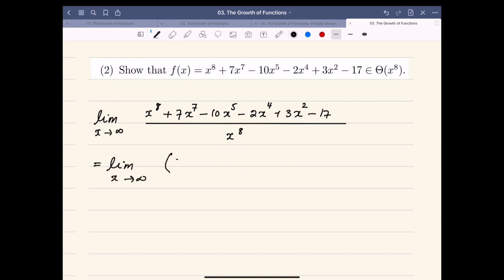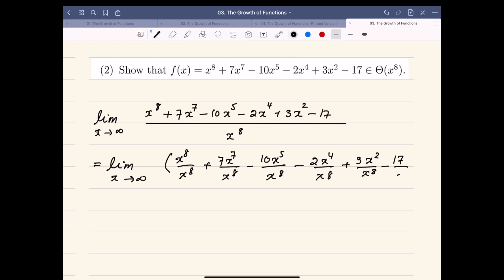We will have x8 over x8 plus 7x7 over x8 minus 10x5 over x8 minus 2x4 over x8 plus 3x square over x8, finally minus 17 over x8. Now simplify each term.